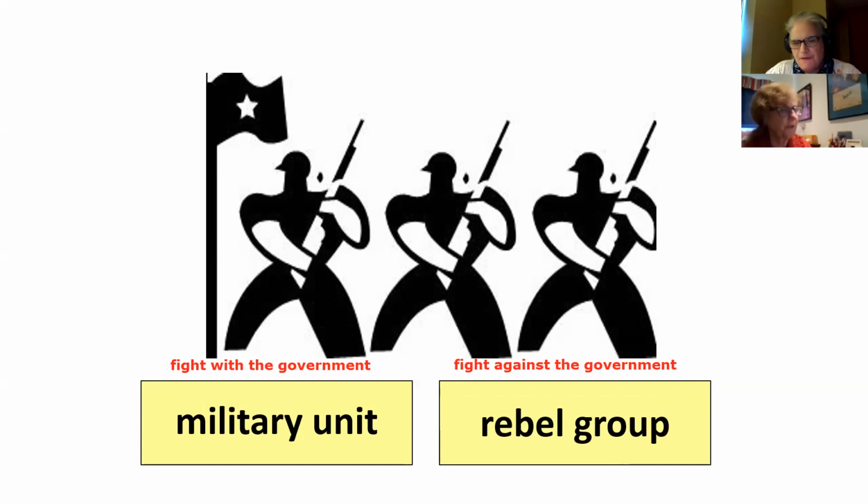If you're in a rebel group, you're fighting against the government. But in either case, you need to tell the truth about your situation.